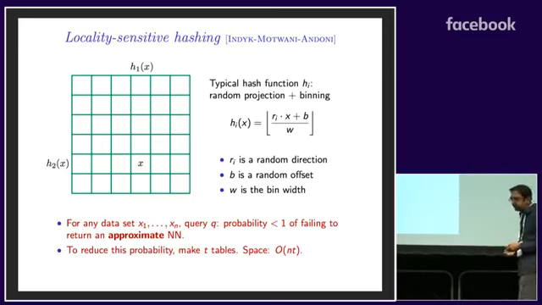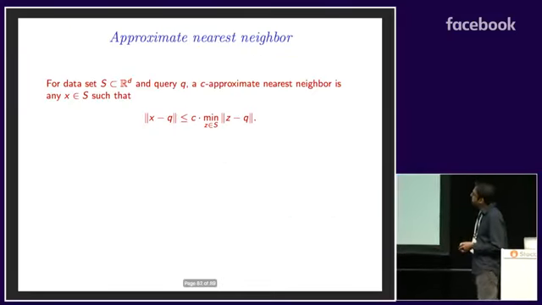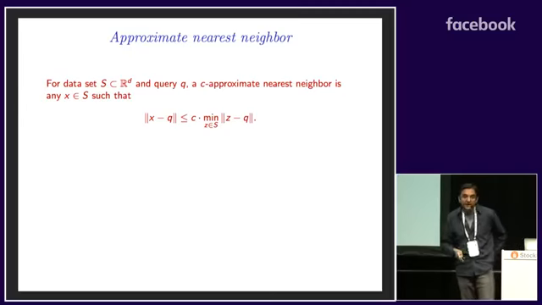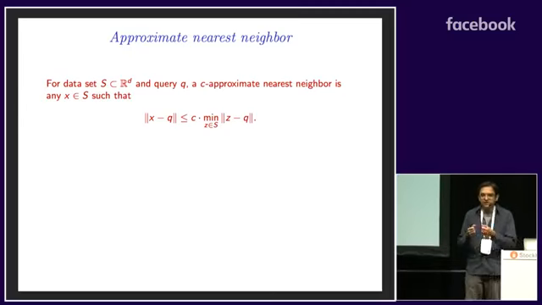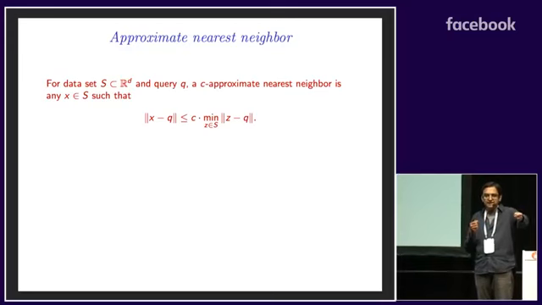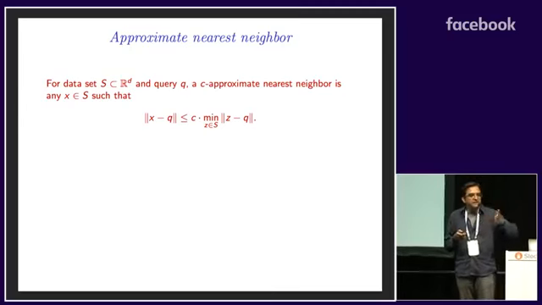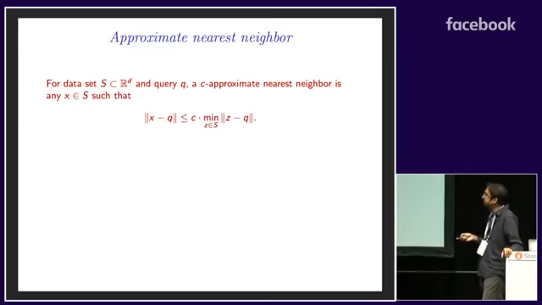Okay. So what do I mean by approximate nearest neighbor? Well, basically a C approximate nearest neighbor is one that is at most C times as far away as the closest point. So if the closest point is distance 10, then you return something that's at a distance at most 10C. So if C is 1.1, then you'd return something within distance 11. That's what C approximate means.